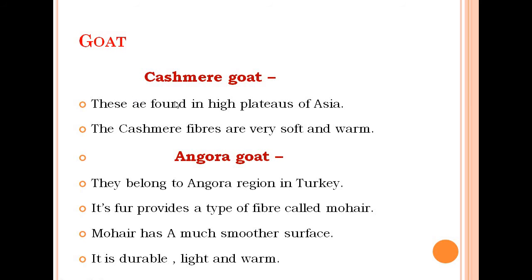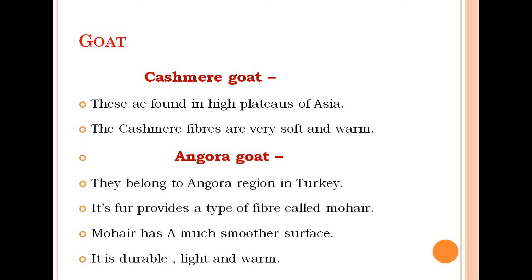The next species of goat from which we get wool is the Angora goat. They belong to the Angora region in Turkey. The type of fiber that is provided is called mohair. Mohair has a much smoother surface. It is very soft, very smooth.